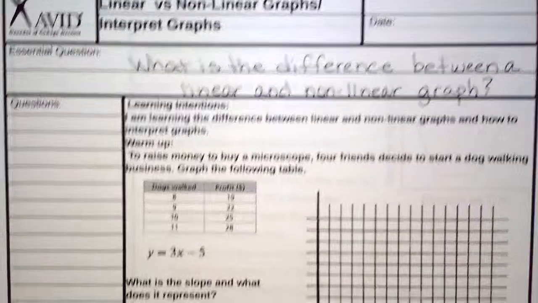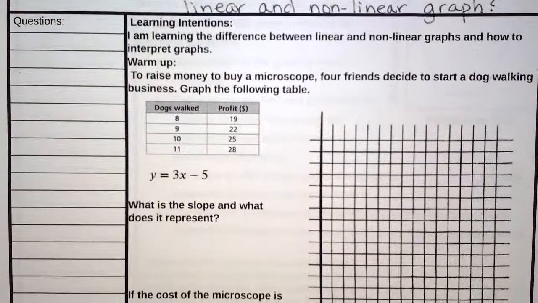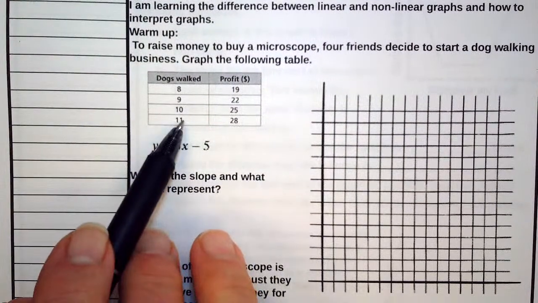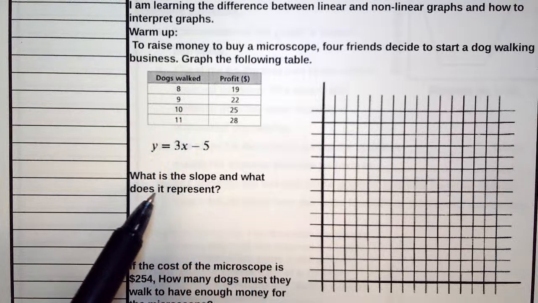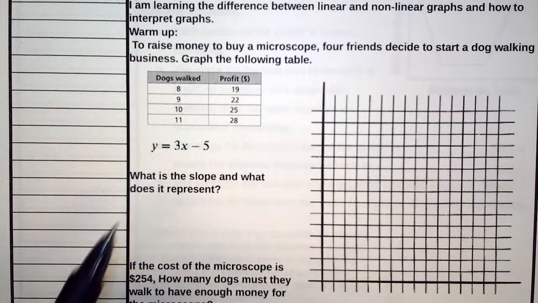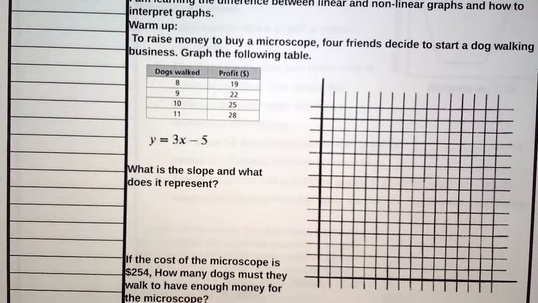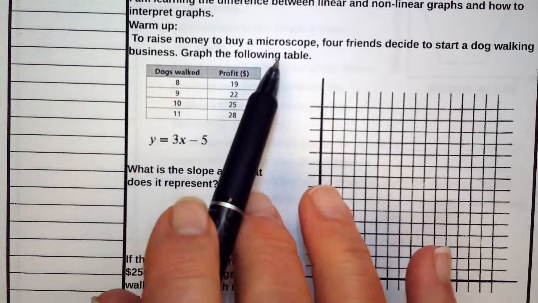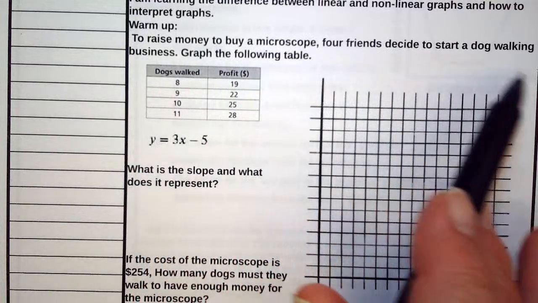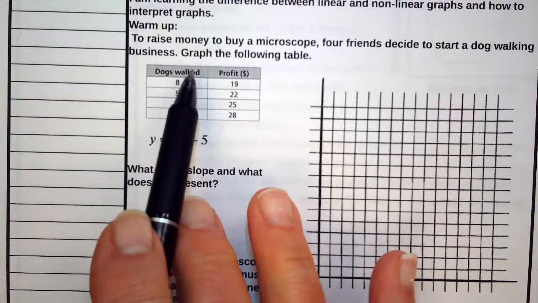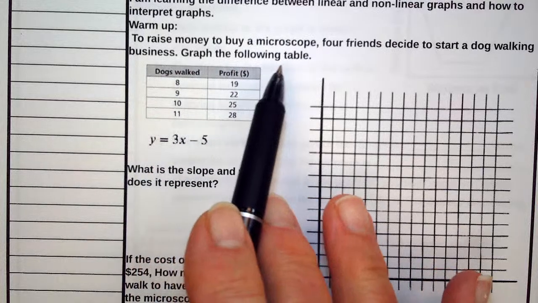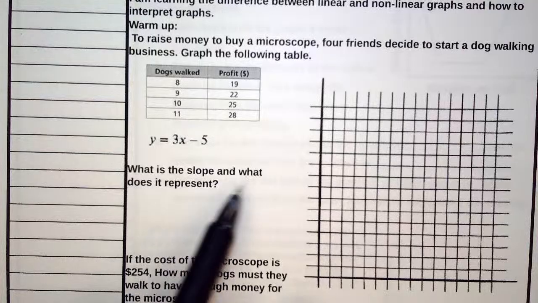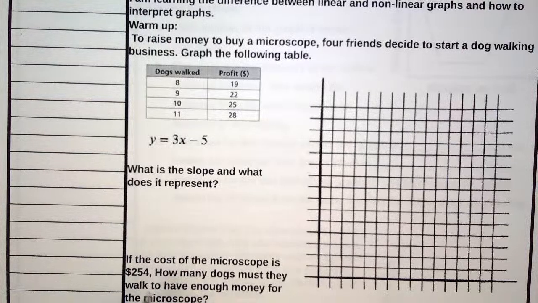So for your warm-up, first you need to graph the table. Then you need to figure out the slope and what it represents, and then the cost. To raise money to buy a microscope, 4 friends decide to start a dog walking business. The table is what they've done, so graph the following table. What is the slope and what does it represent?